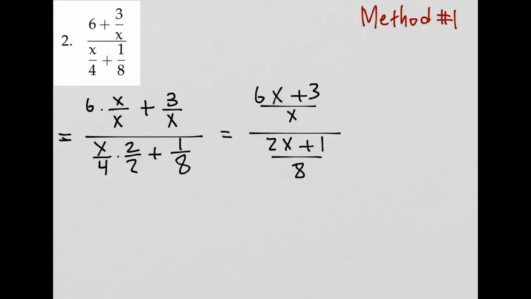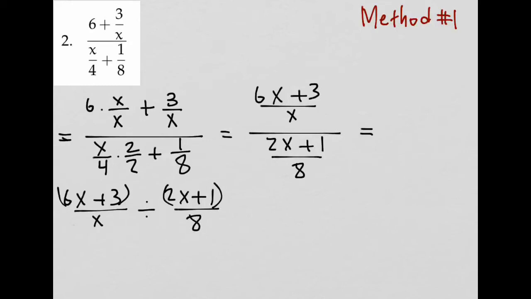So we have 6x plus 3 over x divided by 2x plus 1 over 8. That's equivalent to 6x plus 3 over x times the reciprocal of 2x plus 1 over 8, which is 8 over 2x plus 1.